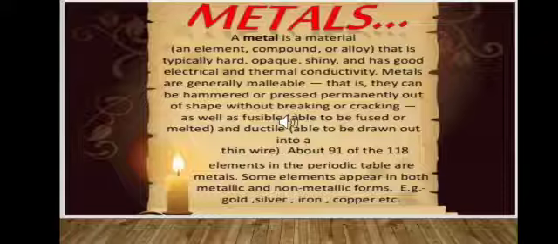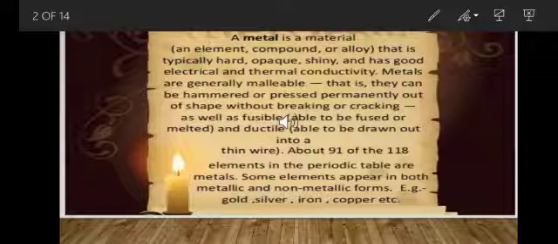Now let's talk about metals. A metal is a material that is typically hard, opaque, shiny, and has a good electric and thermal conductivity. Metals are generally malleable, that means they can be hammered into sheets, and they are ductile, that is, they can be drawn into thin wires. About 91 of the 118 elements in the periodic table are metals. Some elements appear in both metallic and non-metallic form. Those are called metalloids. Some examples of metals are gold, silver, iron, copper, etc.